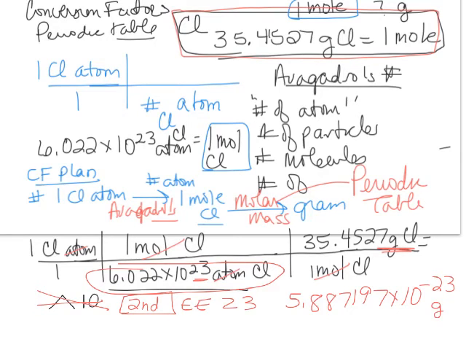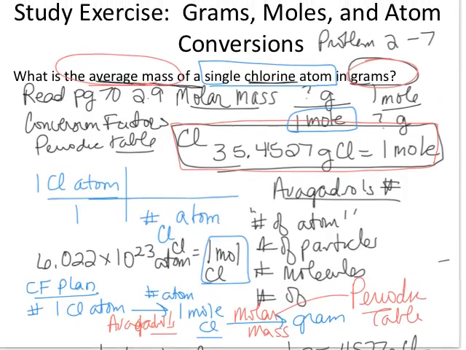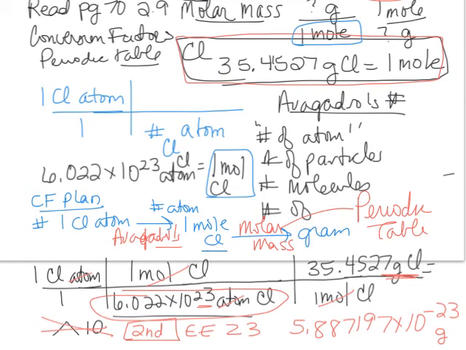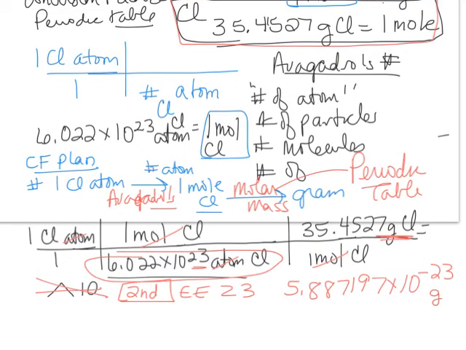And this is grams. I'm going to look at my problem, a single chlorine atom. So it's really hard to tell how many significant figures are required. So I'm just going to report this to 5.89 times 10 to the negative 23rd grams. Okay, so that is how you do that problem.